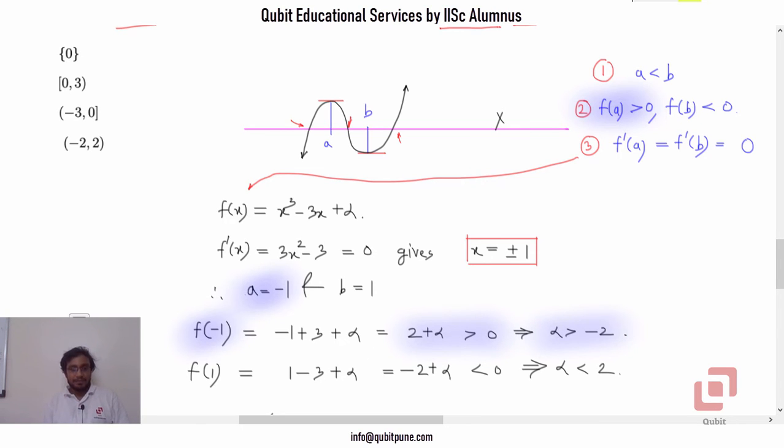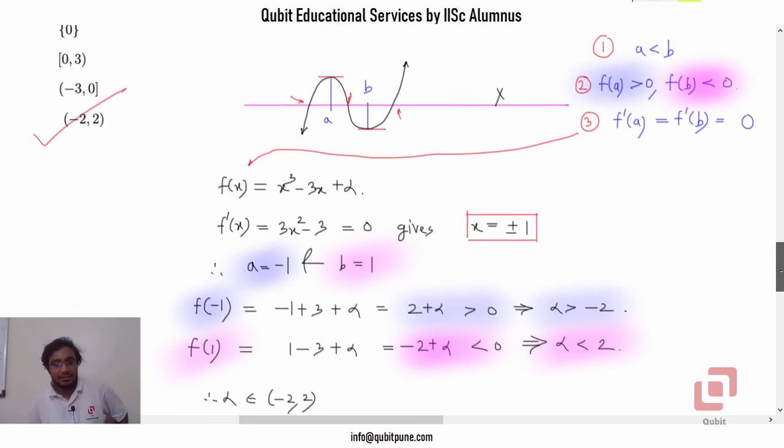Next, let me use pink color now for the f of B thing. B is 1, so what is f of B now? f of 1, 1 minus 3 plus alpha, so negative 2 plus alpha, this should be negative, that's what we want. Okay, it should be negative, so which also means that alpha should be less than 2. If you take the intersection of these two intervals, it turns out to be negative 2 to positive 2. Okay, fine, so that's the correct answer.